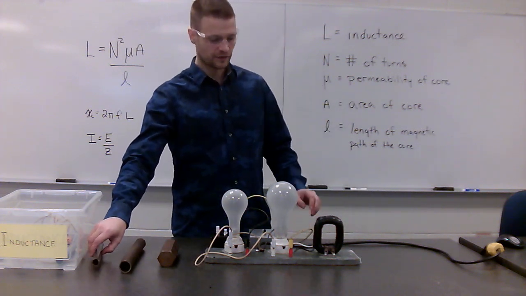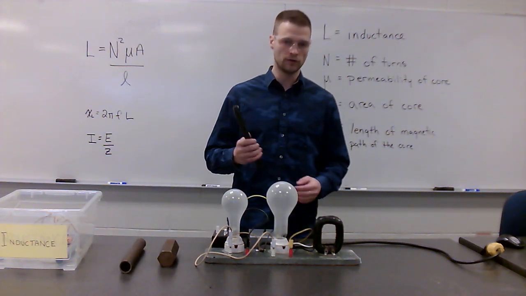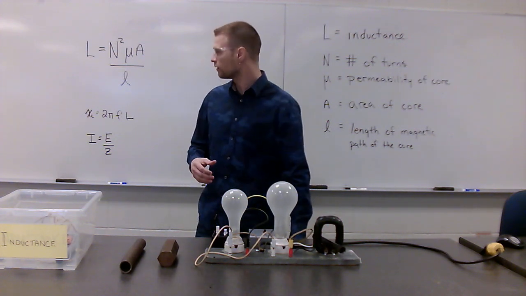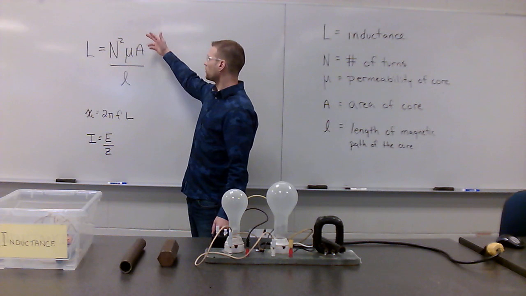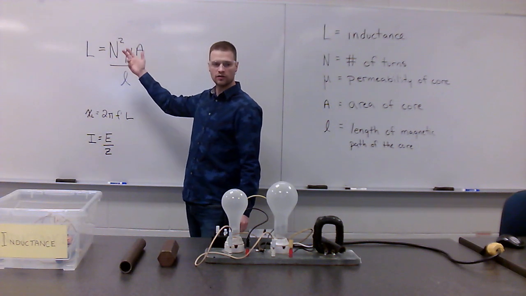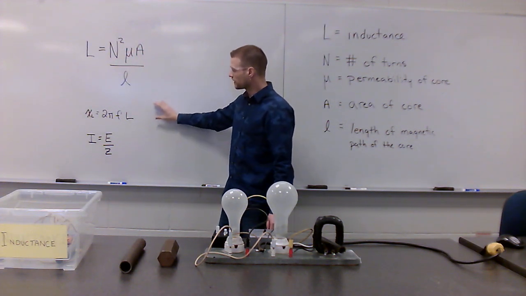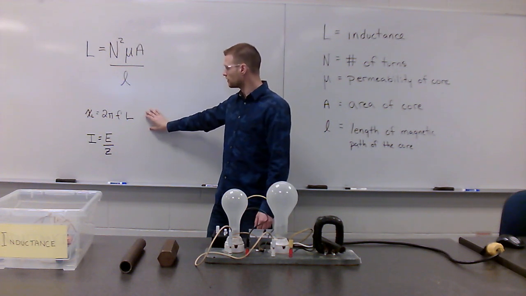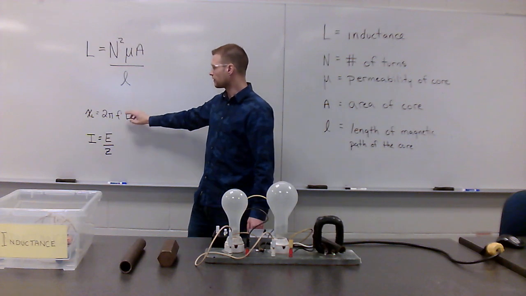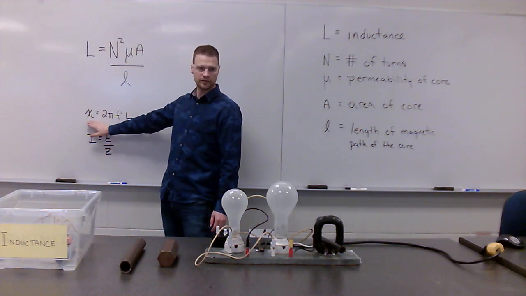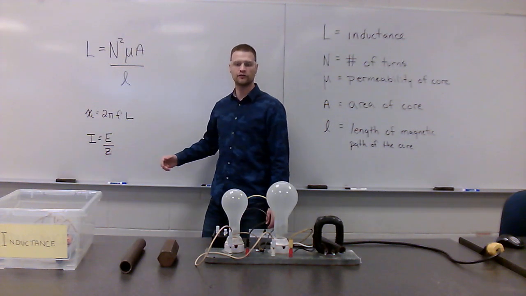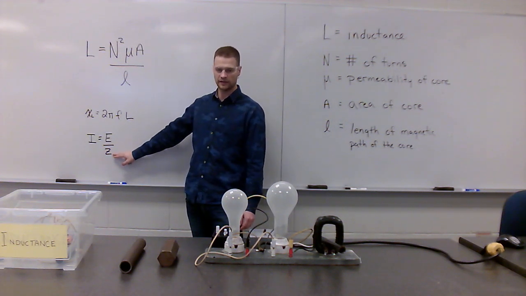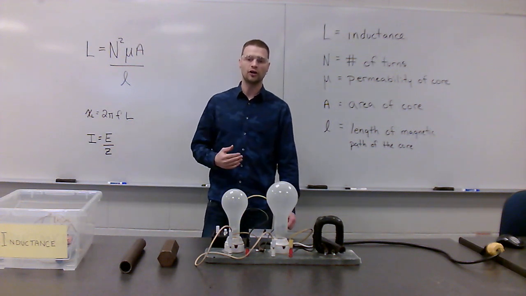I'm now going to change from an air core to a magnetic core, which is increasing the permeability of my core. So as I increase the permeability of my core, my inductance also increases. When I bring that down to my inductive reactance, which is the current limiting property of inductance, I increase my inductance, therefore I increase my inductive reactance. When my inductive reactance increases, I also increase my impedance of the circuit, therefore limiting my current to a lower value.